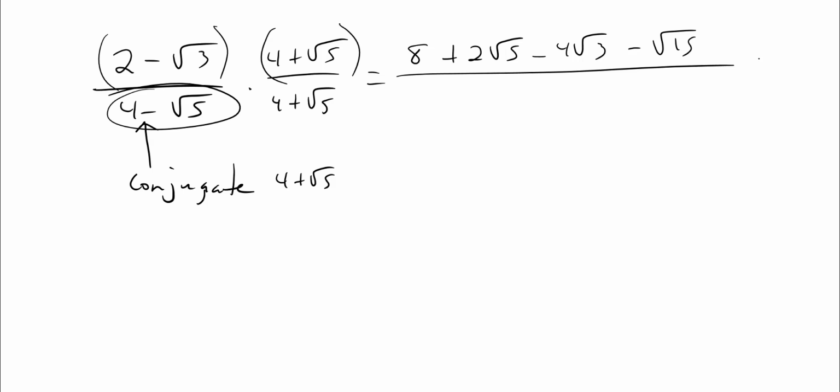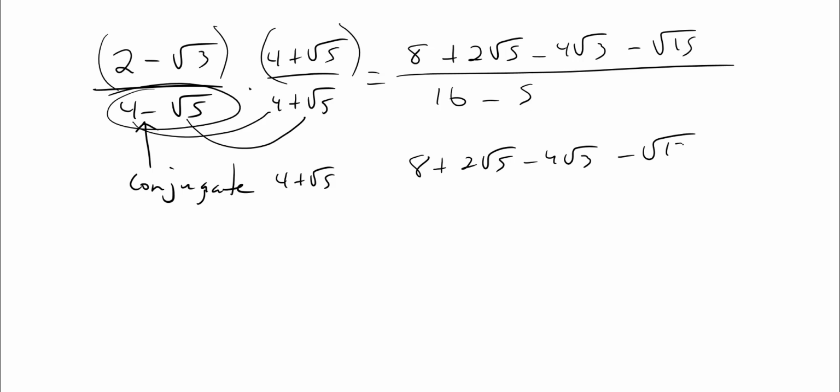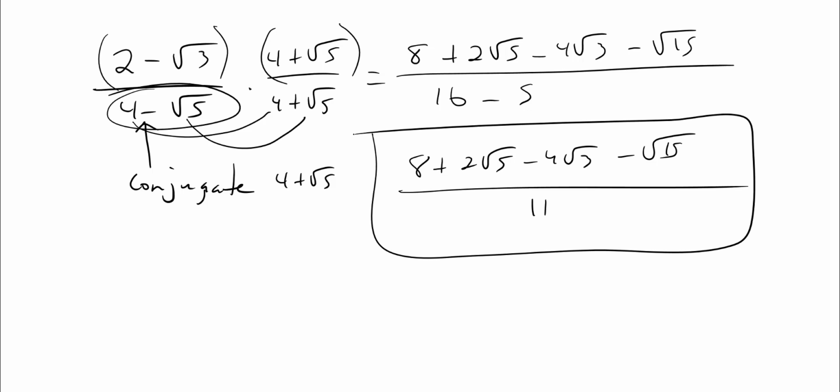And the bottom, remember, I told you guys, you're using FOIL, but the O and I are going to cancel. So you just have to use F and L, like Florida, right? So you only have to do Florida, you just don't have to worry about the O and I. So if I do first, 4 times 4 is 16. The outside gives me plus 4 root 5. The inside is minus 4 root 5. Again, that cancels. And then it's minus root 5 times root 5 is 5, so minus 5. Okay, so your final answer is 8 plus 2 root 5 minus 4 root 3 minus root 15 all over 16 minus 5, which is 11. Okay, so that's pretty easy.